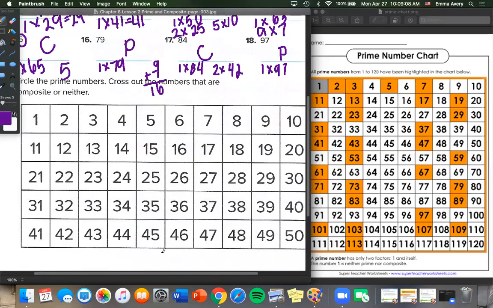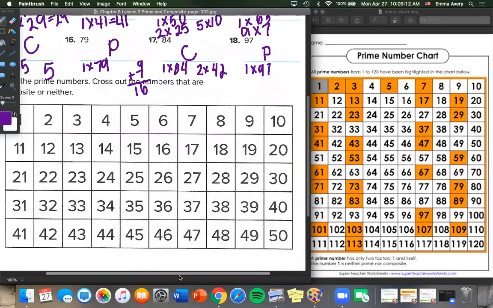Okay. Now it wants us to circle the prime numbers and cross out the numbers that are either composite or neither. So I'm going to do this in different colors. So we're going to have our prime numbers be purple. So you can just use your chart.